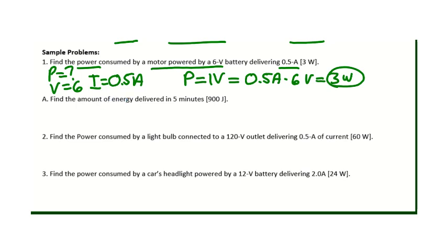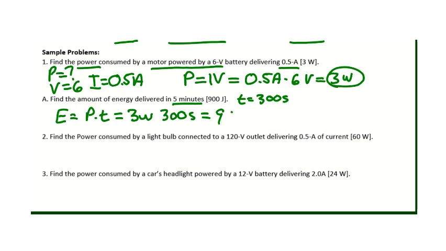Part A, find the amount of energy delivered in 5 minutes. 5 minutes is 300 seconds. So when we go back to our equation, energy is power times time. It's going to be the 3 watts, which we calculated in part 1, times the 300 seconds, which is going to be 900 joules.